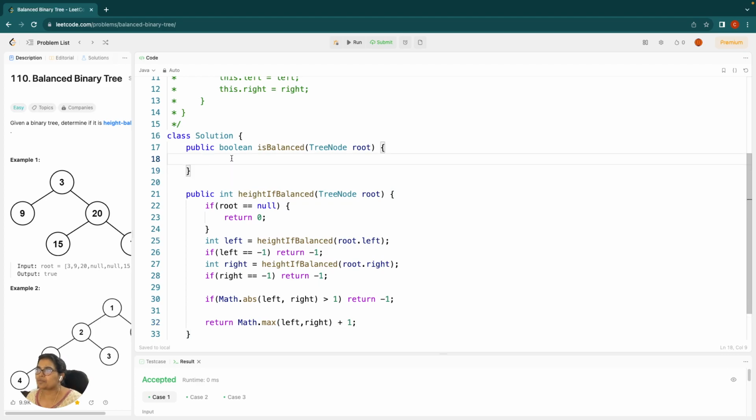Now we have to use this function. We have to call this on our tree. Okay, and if it doesn't return minus 1, then it is a balanced tree. If it returns minus 1, it is not balanced, otherwise it returns a height, which would be greater than minus 1 for sure. So this is our condition. Okay, let's run it and see.